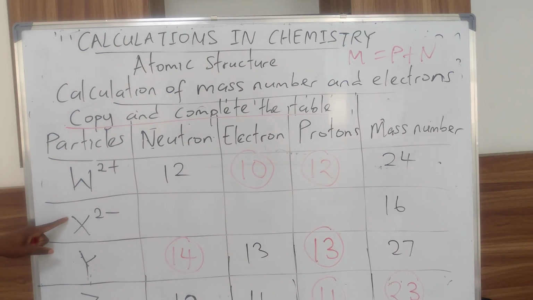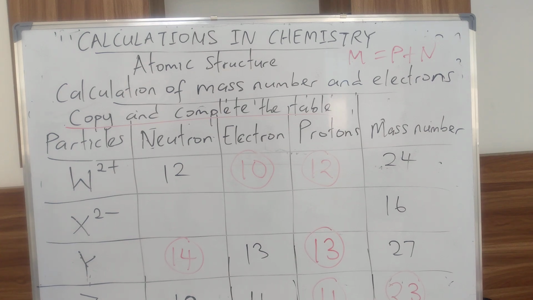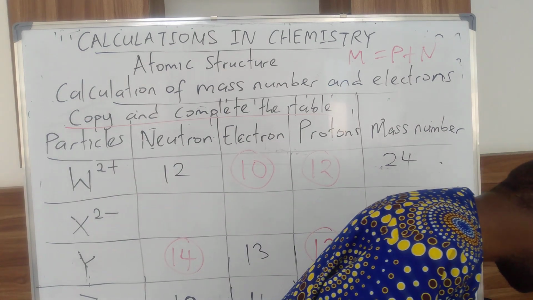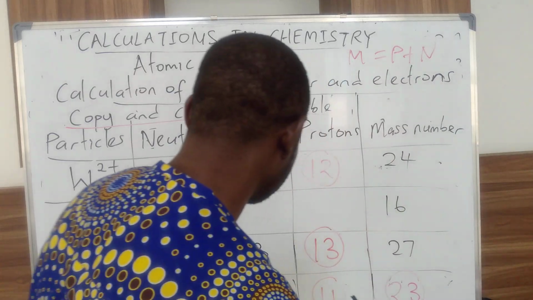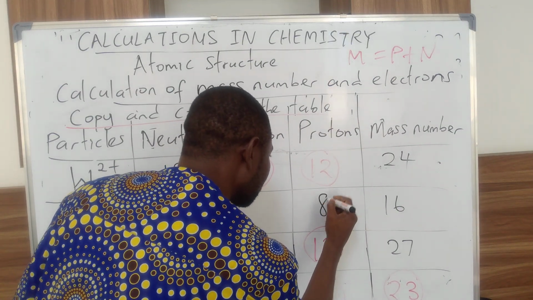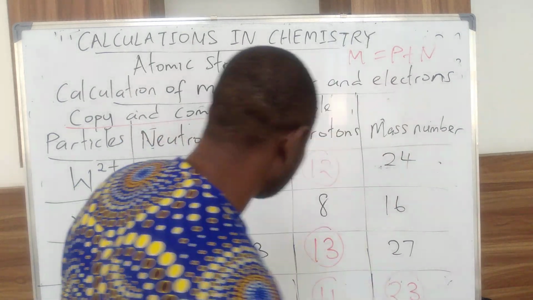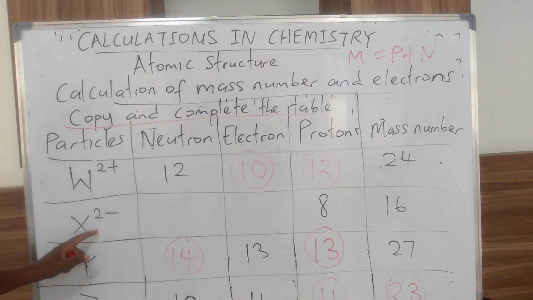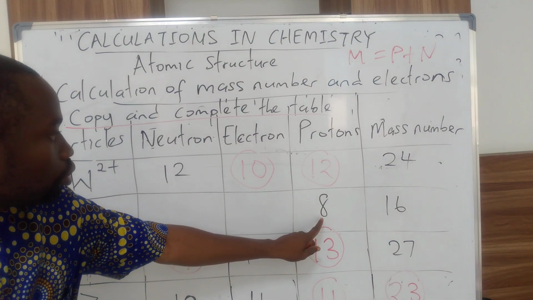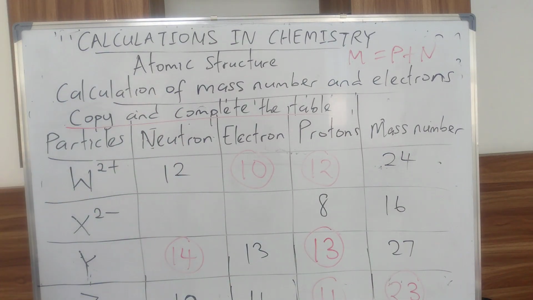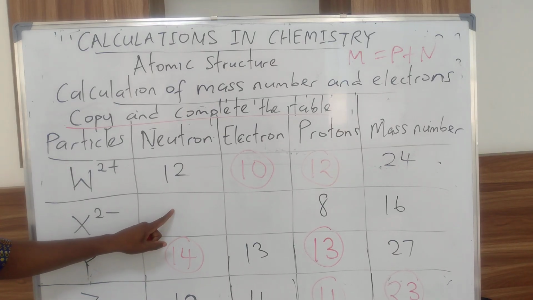Now, for me to do this, x squared minus... oh sorry, I think there is a number here that's omitted. That's 8 from the question. It was omitted. Now, for me to do this, I have the proton and the mass number, so I'm looking for the neutron and electron.